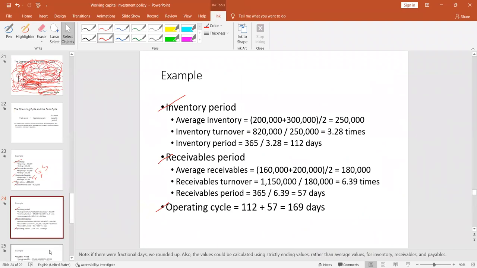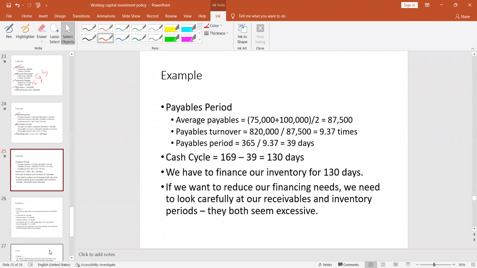So we need to calculate again the payables period. Now we can combine all this because we know that cash cycle means operating cycle minus payable period.